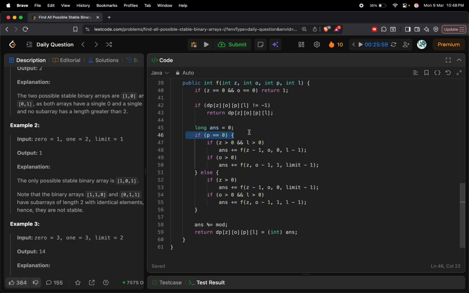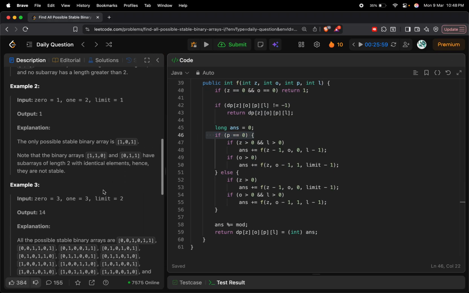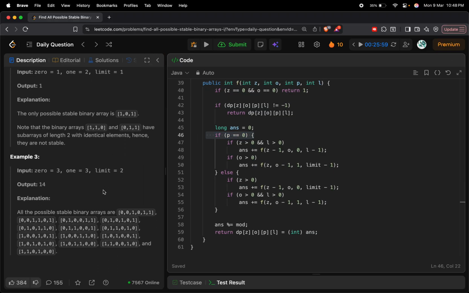So if the previous is 0, then I have to first verify whether I can continue 0 or not. If the zeros are available and the limit for zeros is also available, then only I will go ahead and keep 0 in this particular position and I will reduce my limit. This is one option. The other option is, if I have ones with me, then I will flip it and I will reduce my ones by 1, and I will also reduce the limit for ones as well, which is the given limit -1.